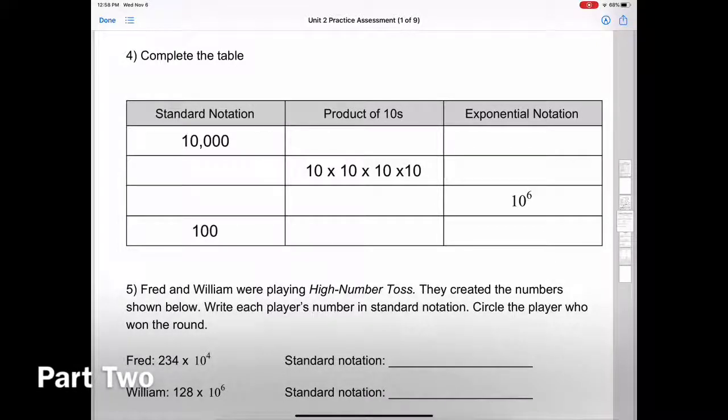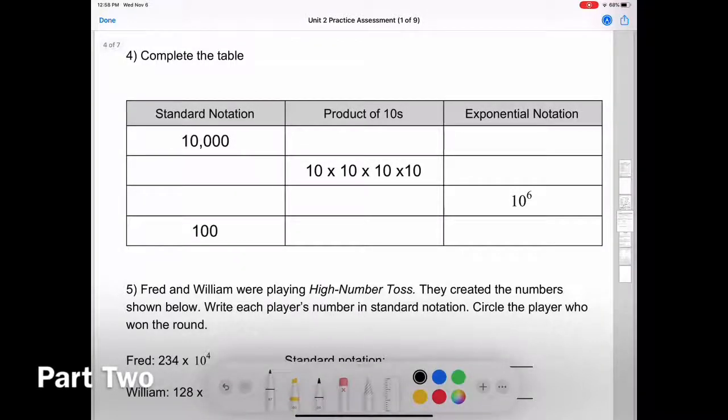We're doing standard notation and exponential notation and products of 10. So we kind of got you started when we were going over this. We're going to break this number into products of 10. So how many times am I going to times 10? How many times am I going to times it to itself to get 10,000?